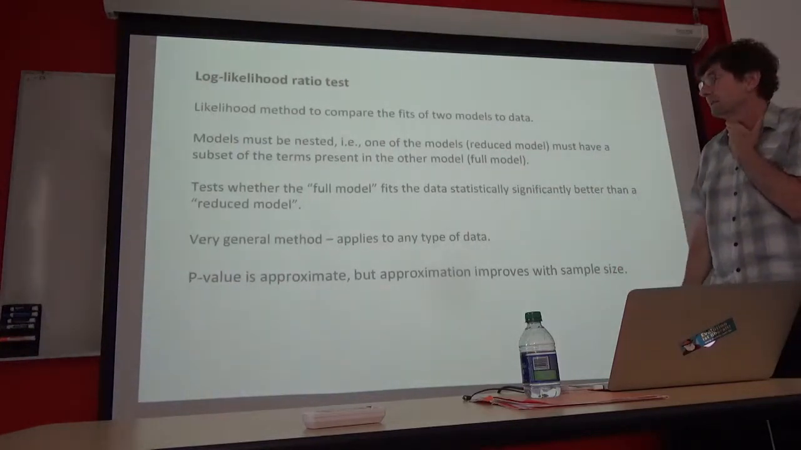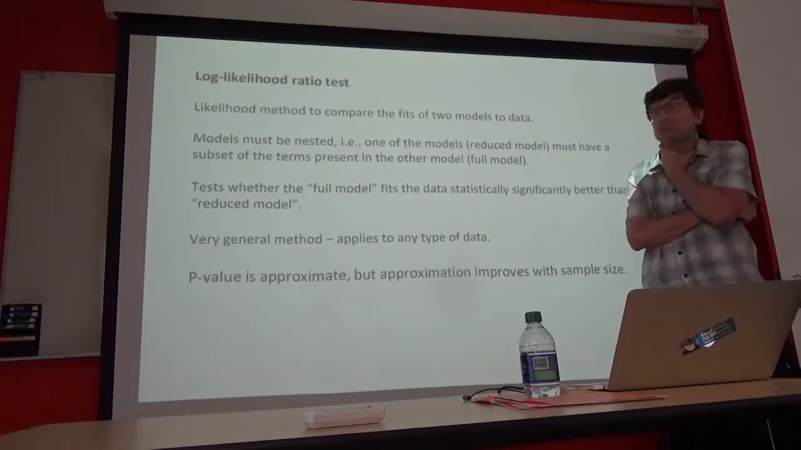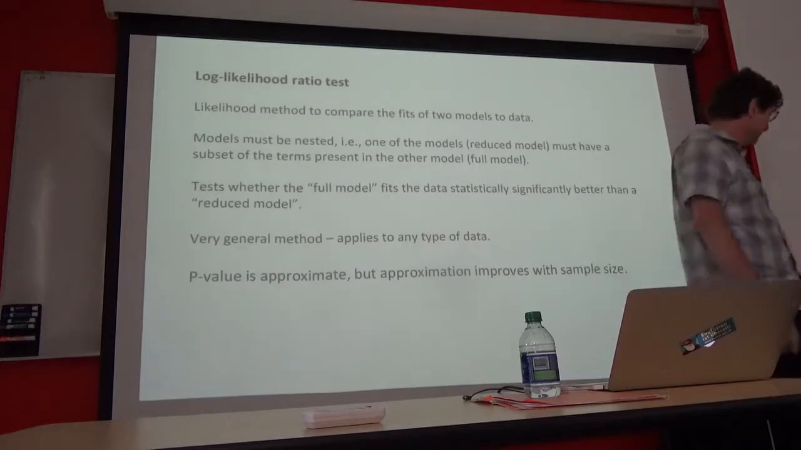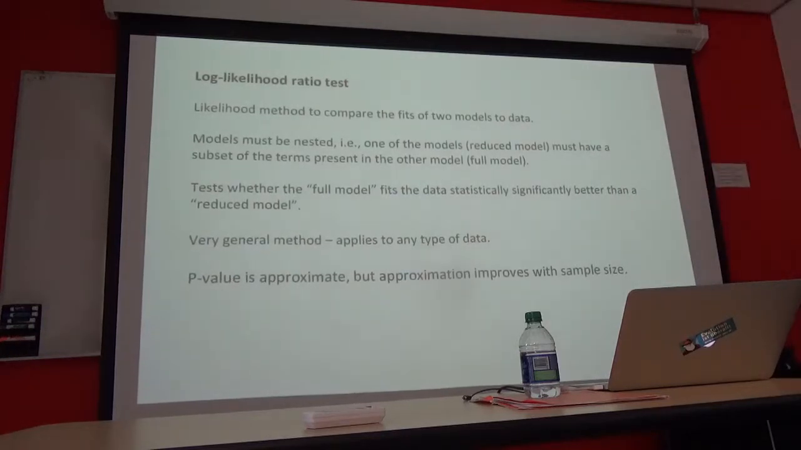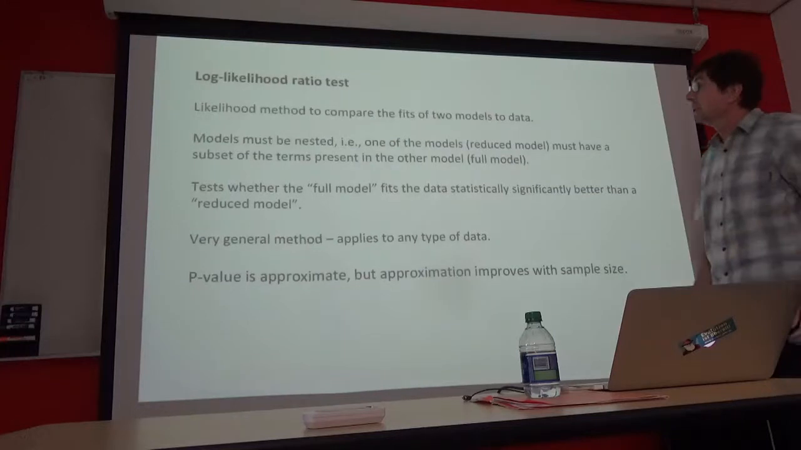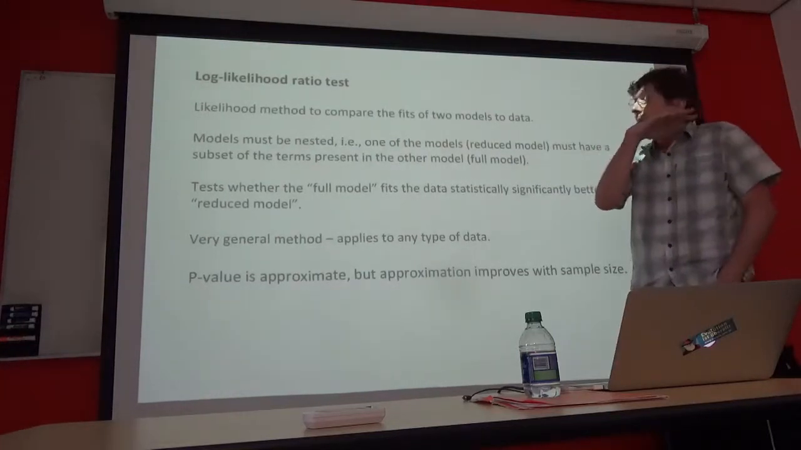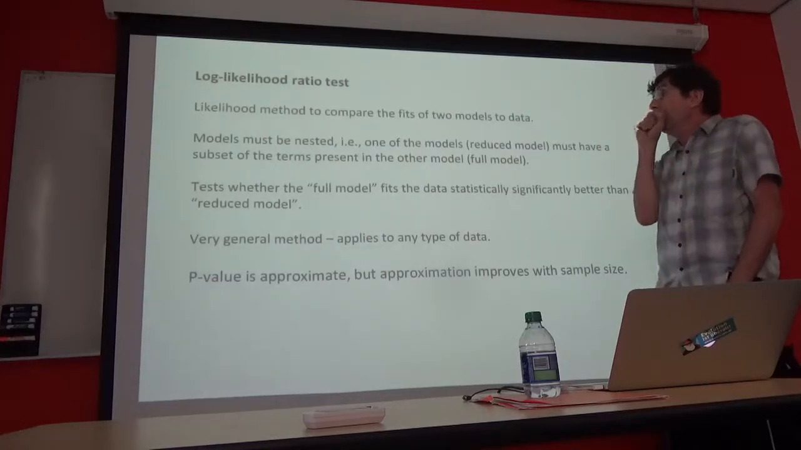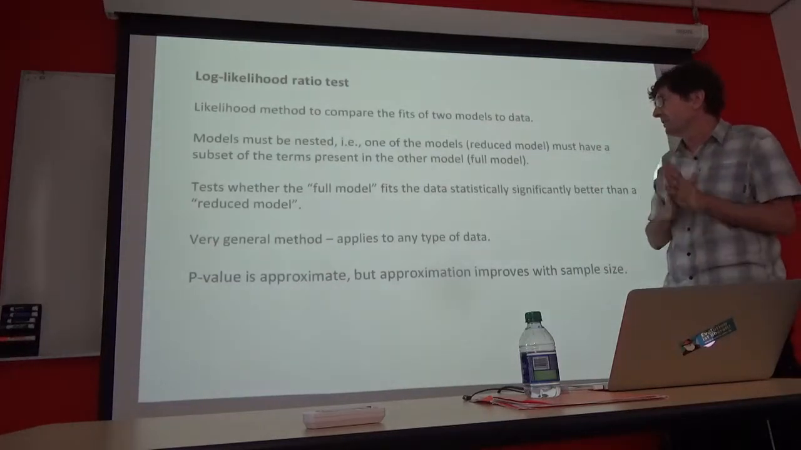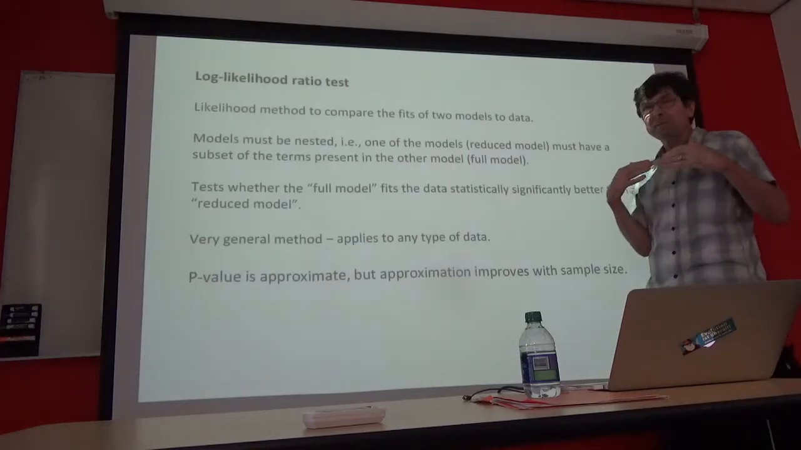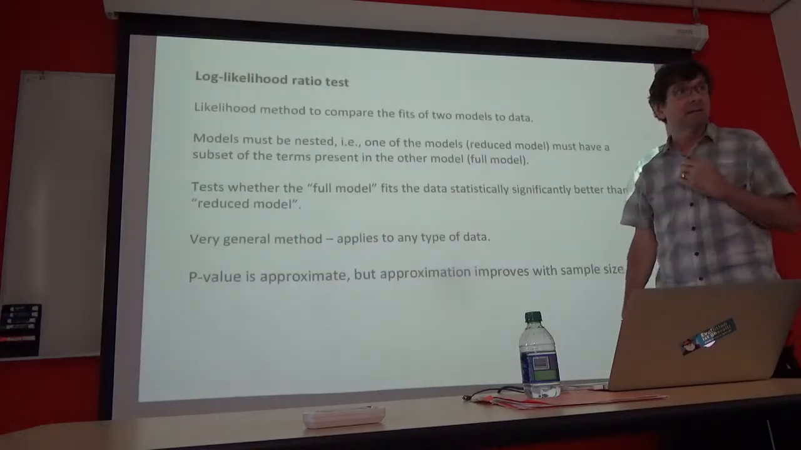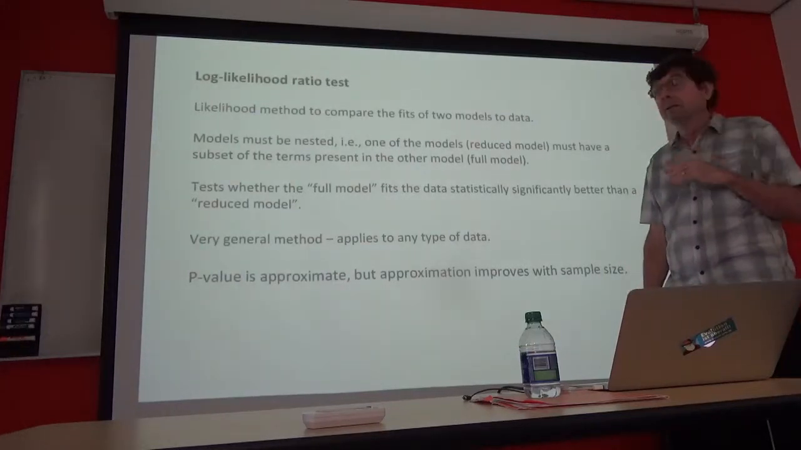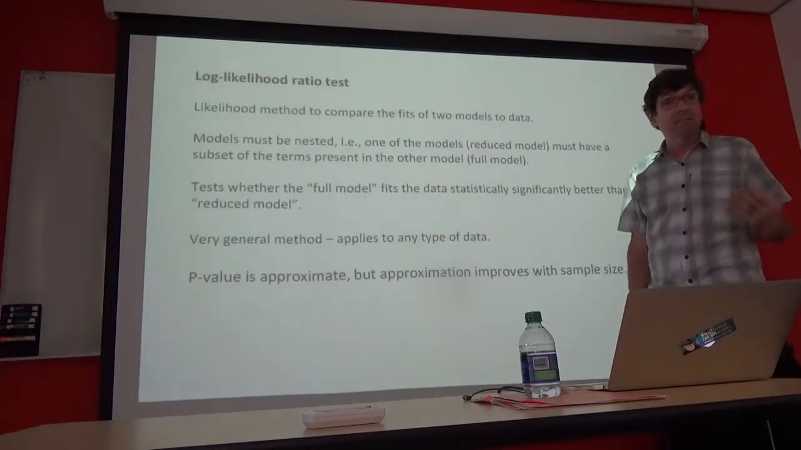I used the term nested earlier when I referred to the concept of a reduced model and a full model. So in the linear models section of the course, we talked about ANOVA tables and how each term in a linear model is tested in an ANOVA table. Each fixed effect is tested using an ANOVA table. And every test involves a model comparison. It involves a comparison between a full model, which contains the term, and a reduced model, which lacks it but may include other terms.